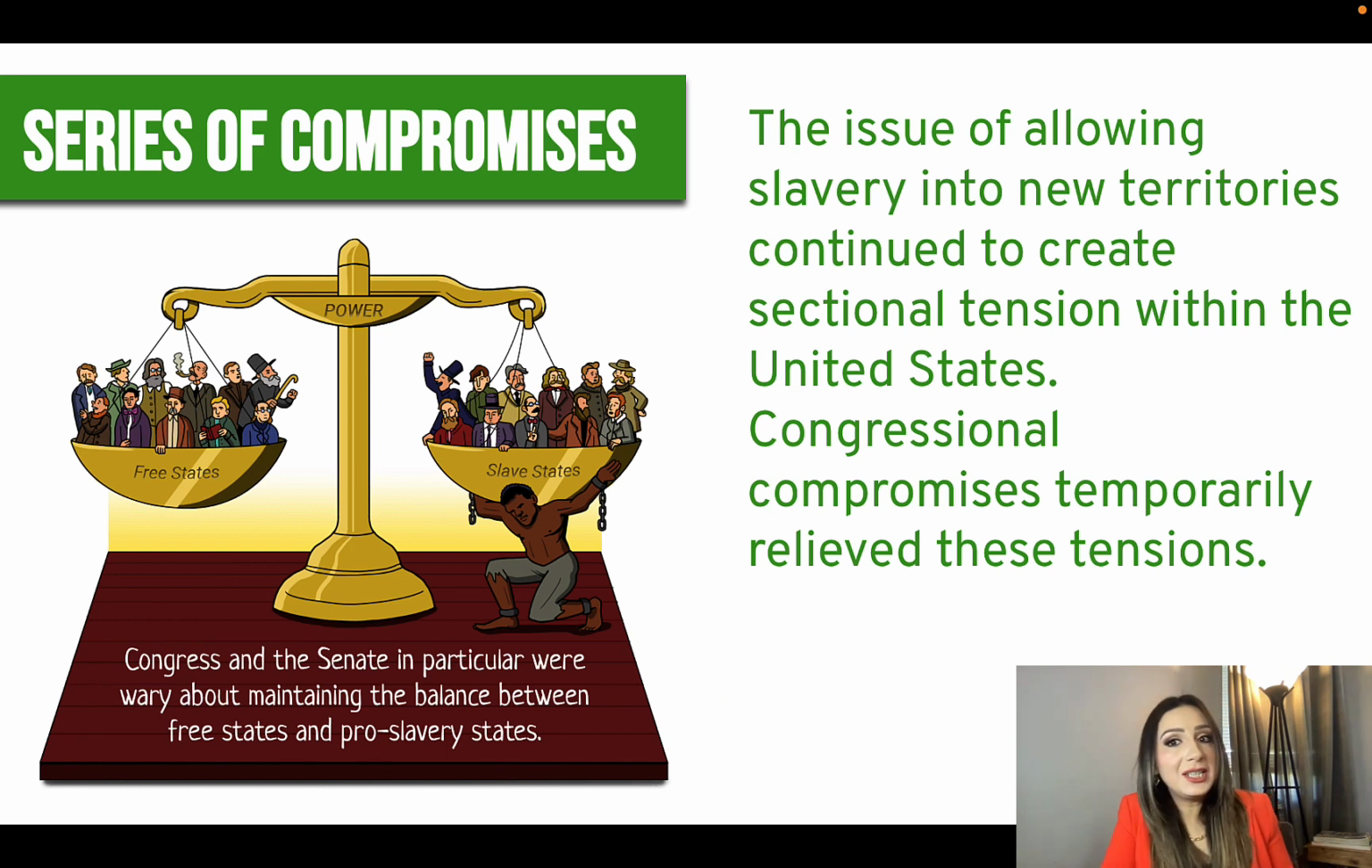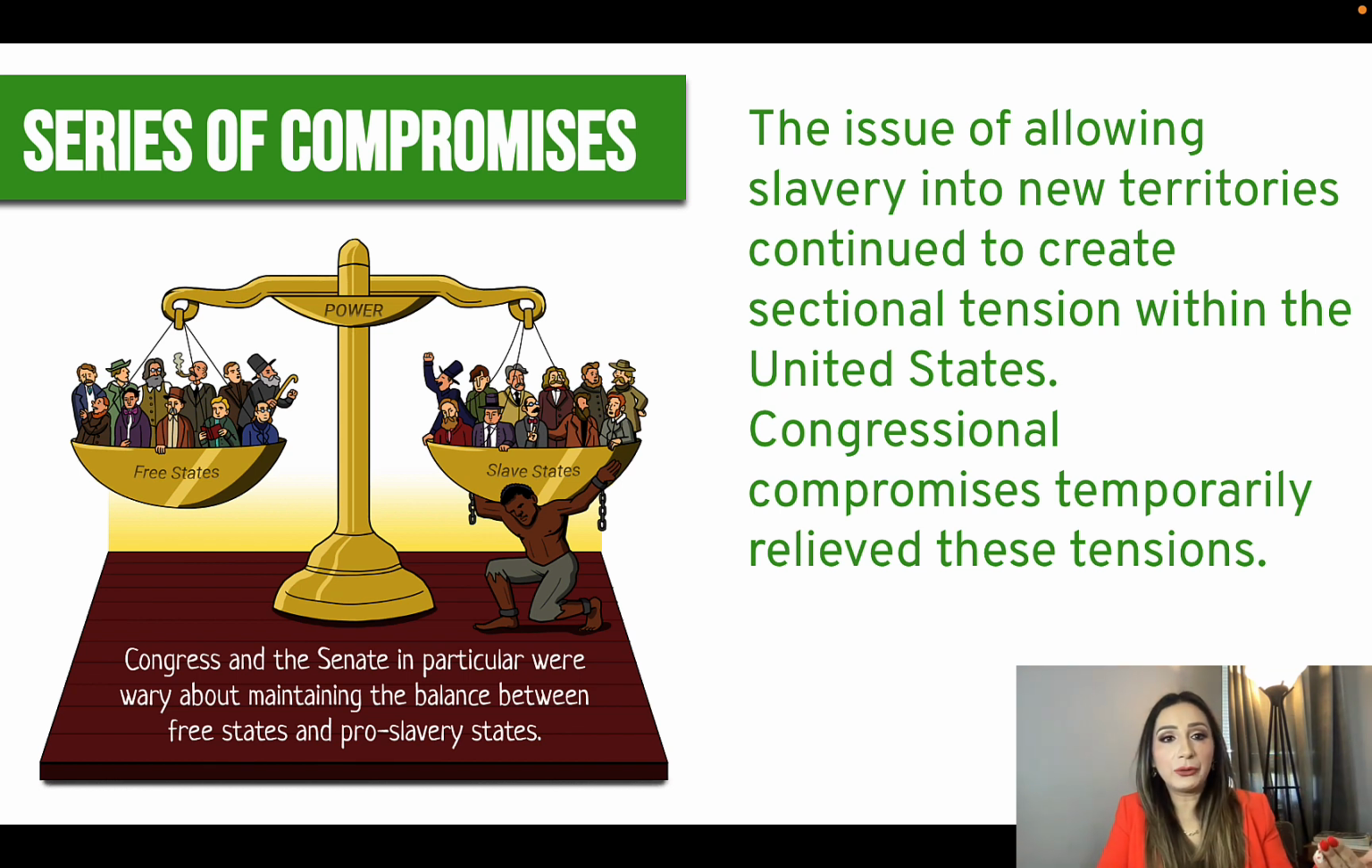Now, as we continue, let's talk about states' rights. That is a third cause of the Civil War. So again, slavery, we talked about that under abolitionists. Sectionalism, we just mentioned it. Now let's get into states' rights, which actually has to do with slavery and sectionalism.